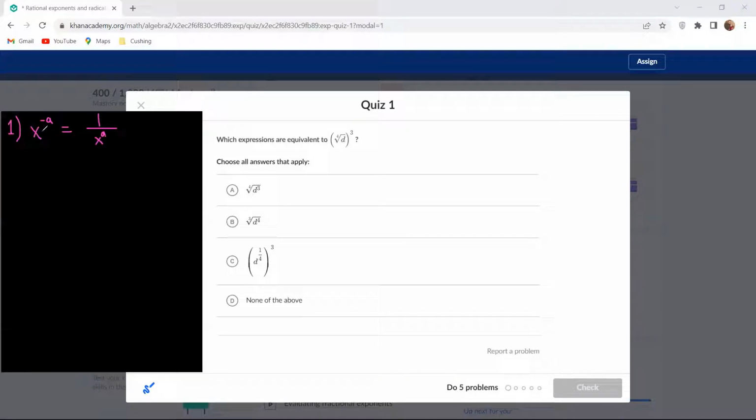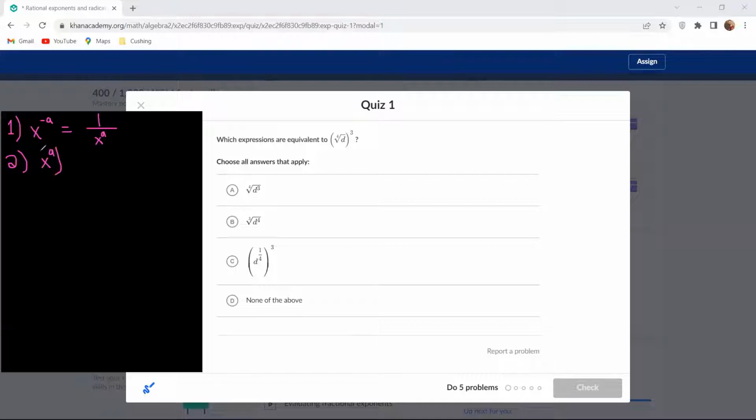Exponent. So if you have x to the negative 5, that's actually 1 over x to the 5th. If you have x to the negative 2, that's 1 over x squared. So whenever you see a negative, you can put it as 1 over x raised to the positive version of that number.